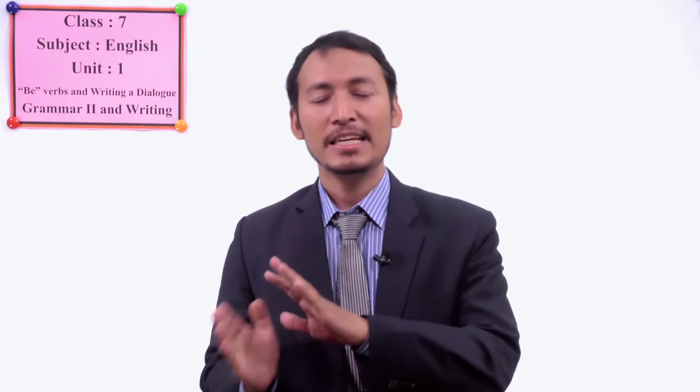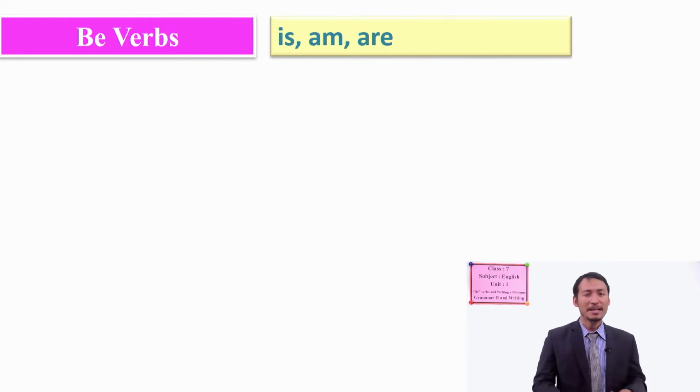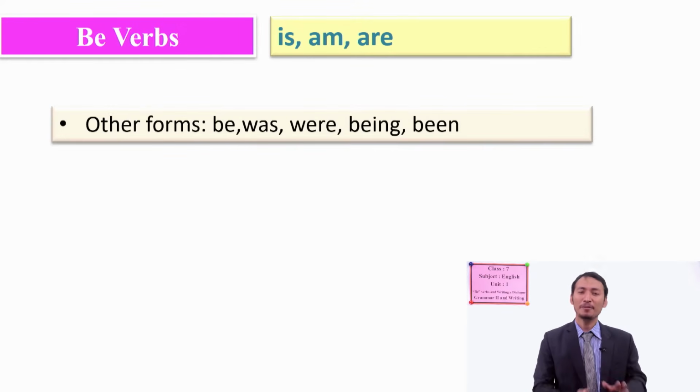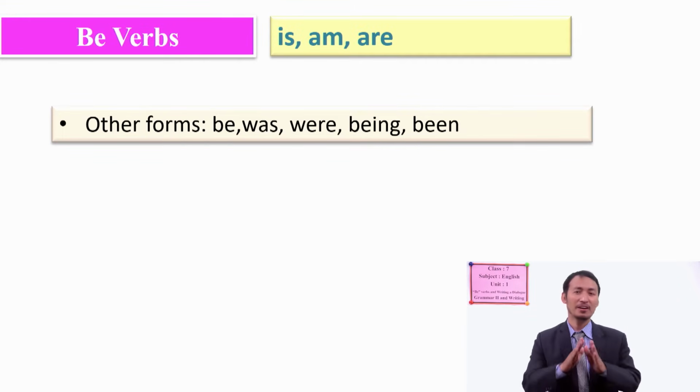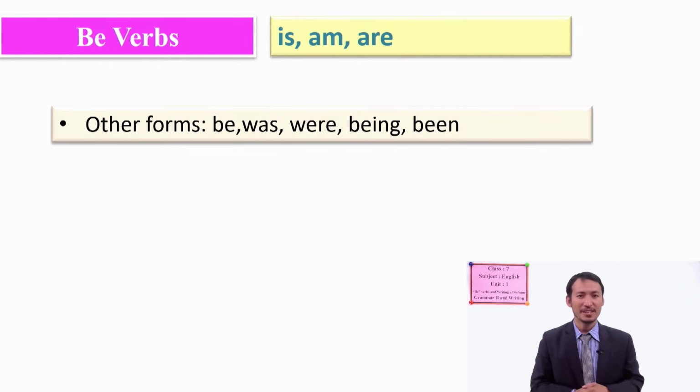Now let's see be verbs in detail. As we have already talked about, are, is, am are the present forms, and we have also other forms of be verbs. Let me just remind you of some other forms. The other forms in present and past are be, was, were, being, been. These are the other forms of be verbs. Okay, students?